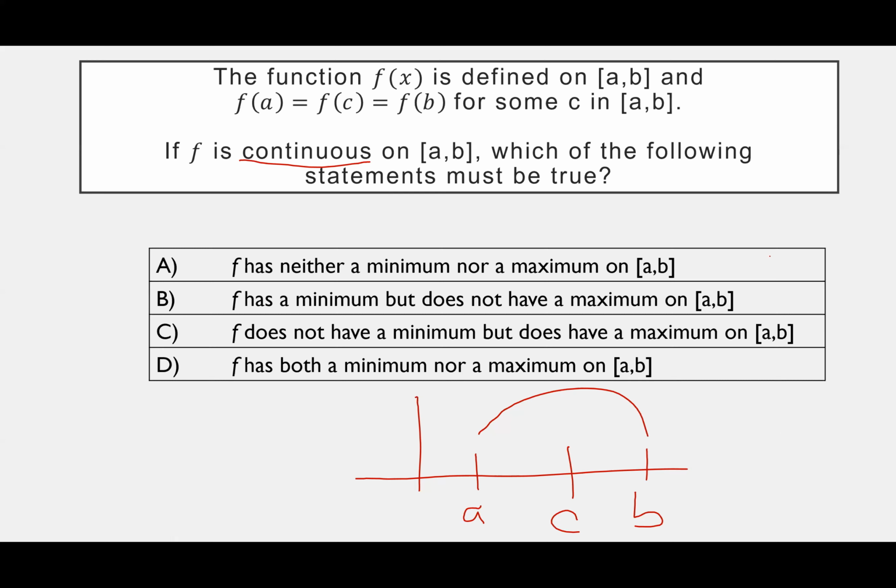So first, which of the following must be true? The first one says we do not have a minimum or a maximum on our interval. Is that true or false? False. Okay. Why is that false? Because it's told us that f is continuous on A and B. So it must have a minimum and a maximum. Perfect. So which one of these is true?